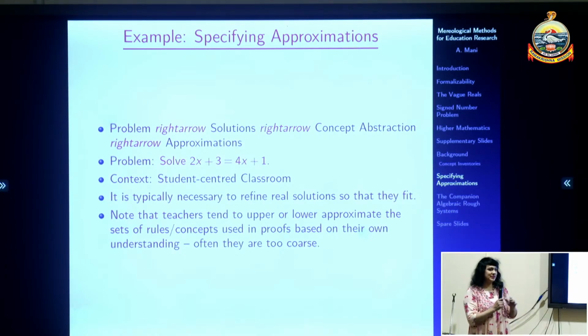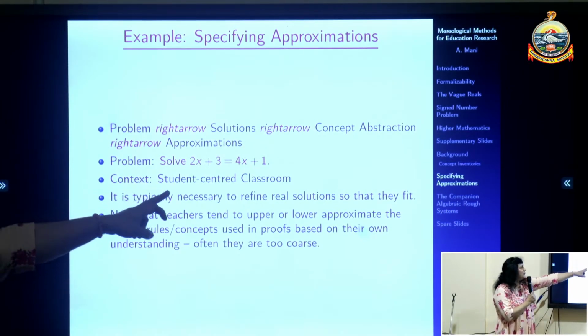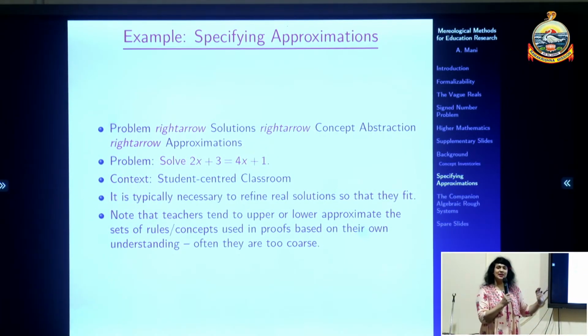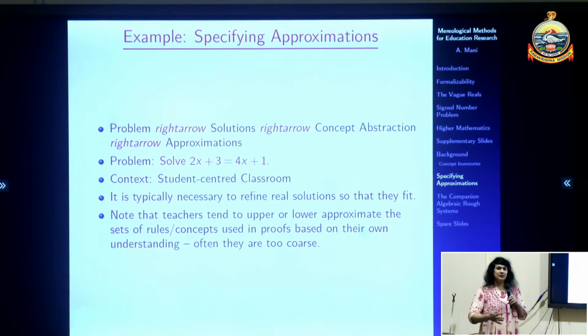Yeah, for example, this is a problem. Okay, so the problem is simply solved: 2x plus 3 is 4x plus 1. And we study how to formalize different solutions provided by students. So students can give different kinds of solutions. They may be wrong, and it's typically necessary to refine solutions. Suppose you look at a worksheet, it won't really look very structured. So generally we'll need to do some restructuring at least.